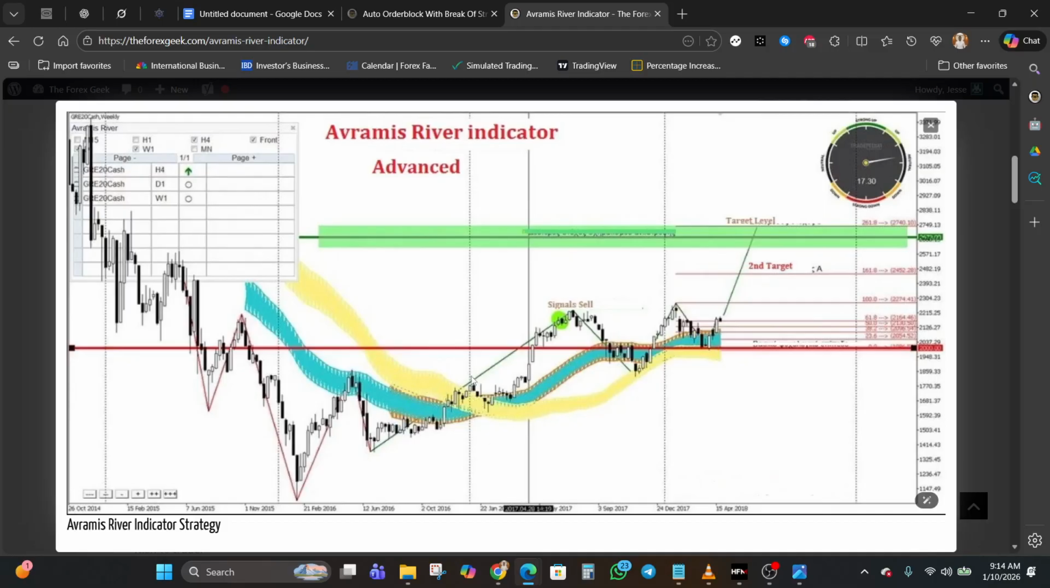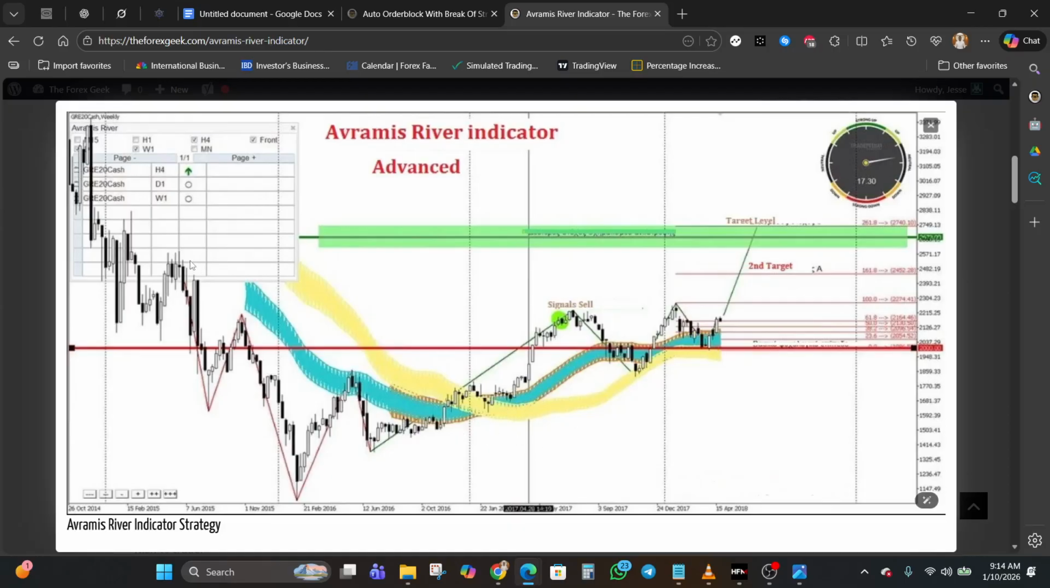Now, in the case of a bullish trend, like I said, you wait for the blue river to cross above the yellow river, and then you wait for the price to bounce off the blue river. Remember, it's serving as a dynamic support. Then you look for a bullish confirmation candlestick pattern, and you execute a buy trade after you get your confirmation. Your stop loss can be below the previous swing low.